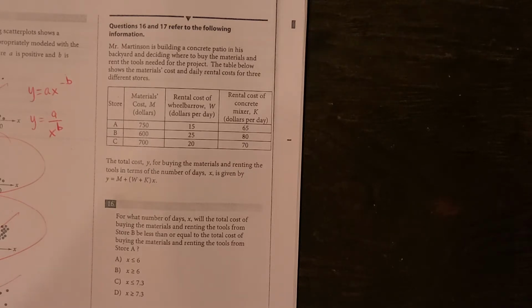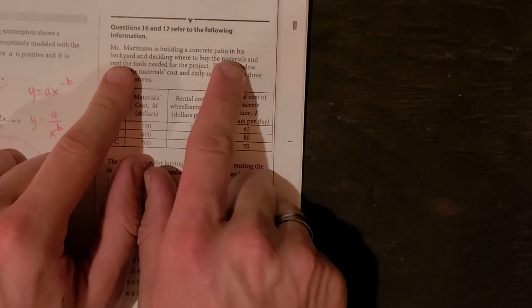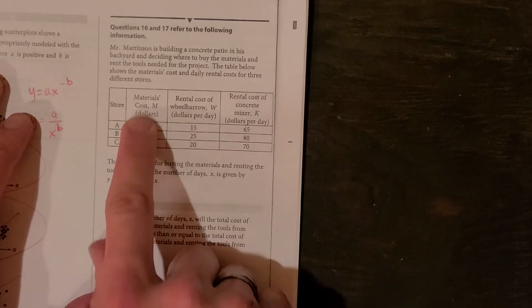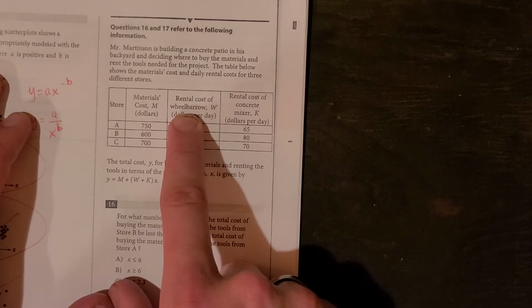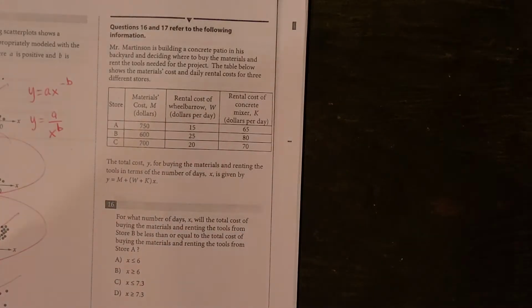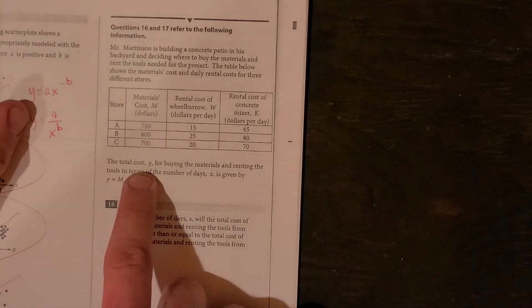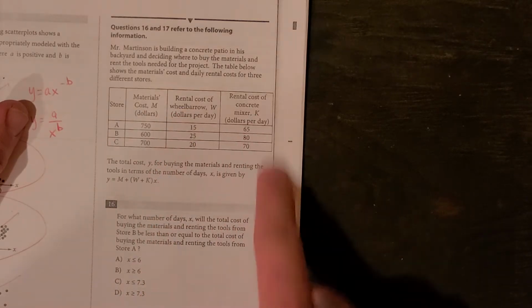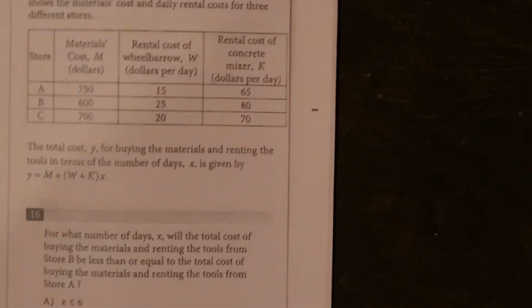Anyways, I'm going to look at this. It says he's building a concrete patio in his backyard, and he's got 3 different places to buy materials and rent tools. I don't know why anybody would rent a wheelbarrow, and I don't know much about concrete patioing, but whatever. It gives you the materials cost, the cost to rent a wheelbarrow, and the cost to rent a concrete mixer. Then it goes even further and gives you a formula.